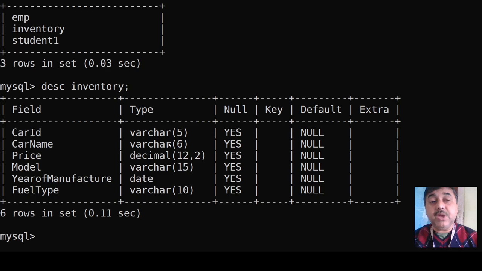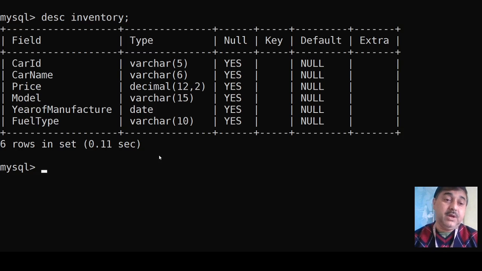Okay, so when we are implementing it, we want to see what values we have. Okay, how to see the values? So select, select asterisk from what? Inventory.